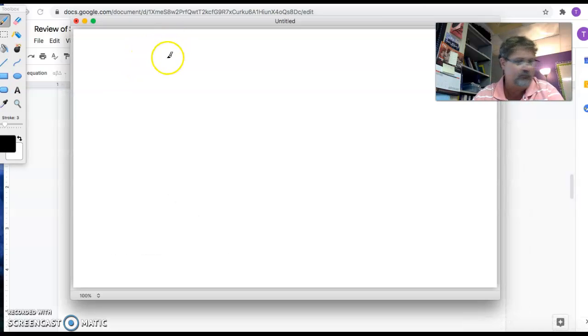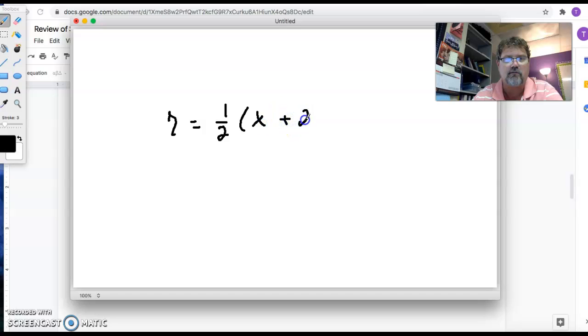So let's see what's going to happen with 4. We have 7 is equal to 1/2 of x plus 2. The way you clear fractions is like this. You take a look at the denominators, and you multiply the entire equation by the LCD. And you might say, why the LCD?